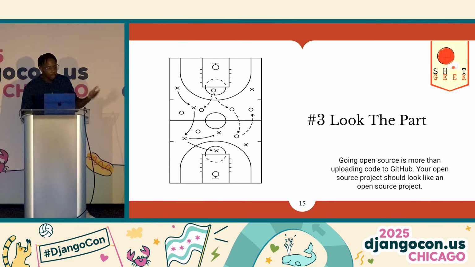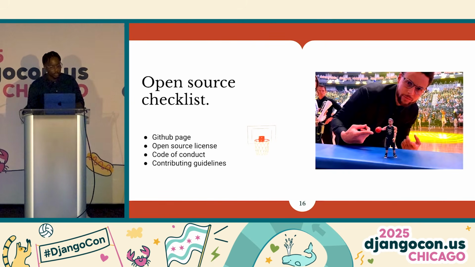This is what I learned about looking the part. I learned that open source projects follow a similar pattern when it comes to their setup. You can think about this as an open source checklist. So this is not an exhaustive list, but you need a GitHub organization page so that your project looks and feels like a real community effort. You need an open source license to protect your work and define how other people can use it.